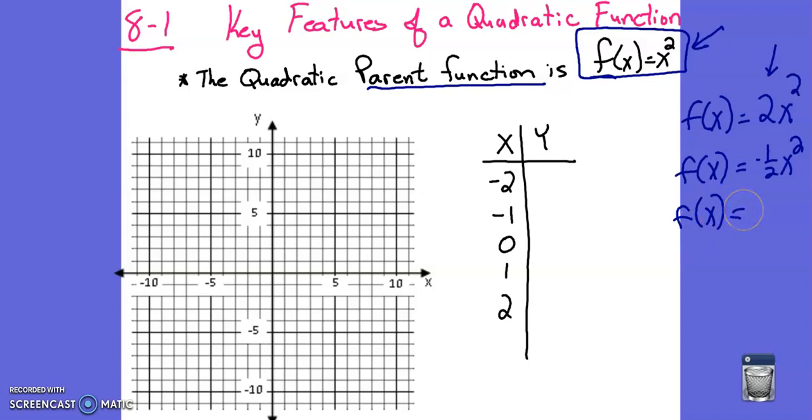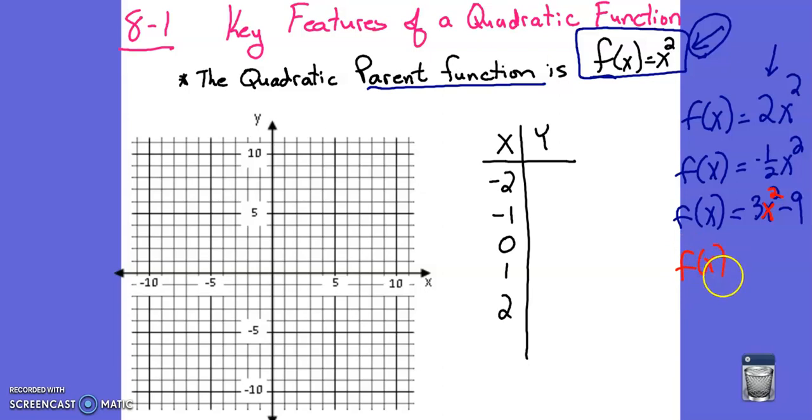Or f of x equals 3x squared minus 9. Again, the parent function started with this, but notice it got multiplied by 3, and then 9 got subtracted from it. So again, the parent function is still there. It literally starts off at x squared. That's like the genetics of it. And then the offspring of it got multiplied by 3, and then 9 got subtracted from it. So again, it's going to get more and more involved.